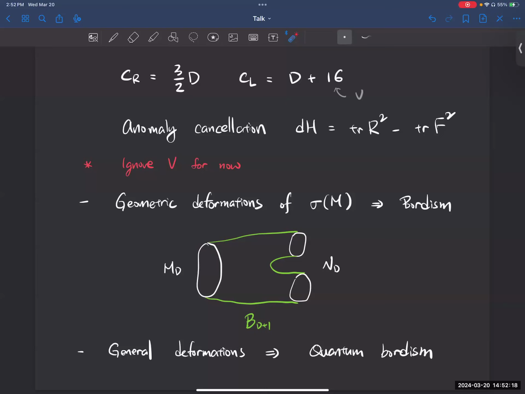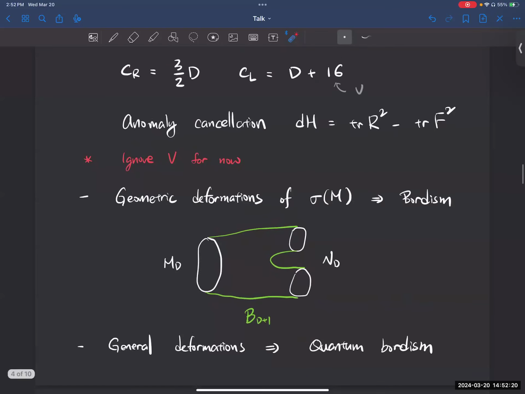And the claim, well, basically the picture for sigma models is that if you have such a bordism, then the sigma model on M can be continuously deformed within the class of quantum field theories and the sigma models to this N.